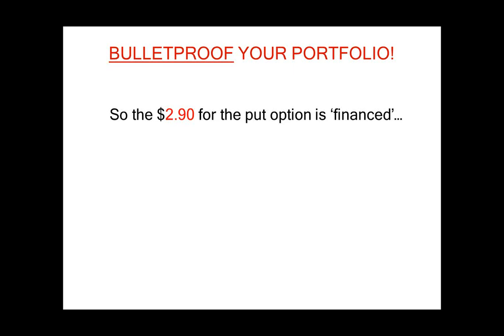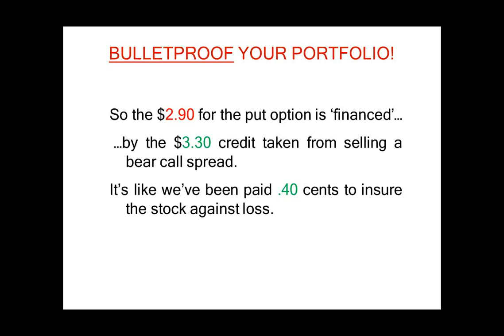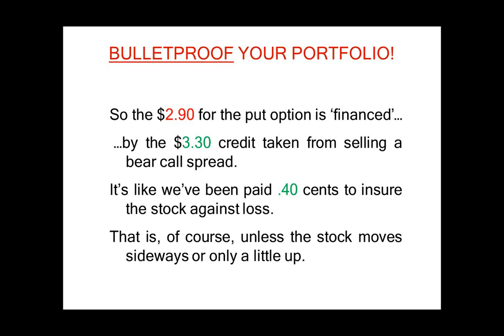Now, the $2.90 for the put option in this case is financed, right? We sold a bear call spread and collected $3.30, and that's more than the $2.90 that we're spending for the put. So it's like we've been paid 40 cents to insure our stock against loss. Let's put it another way. If the stock goes down, our insurance policy is going to kick in, and we didn't have to pay for it. We got paid to do it. Kind of cool. Of course, if the stock moves sideways or a little up, we may need to manage our position, but it's not going to be a bad scene.